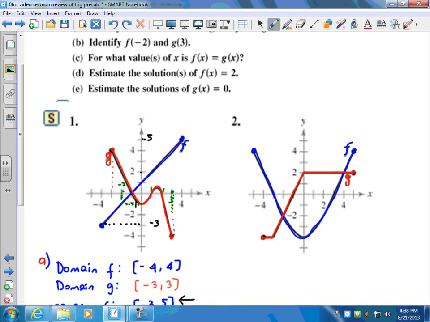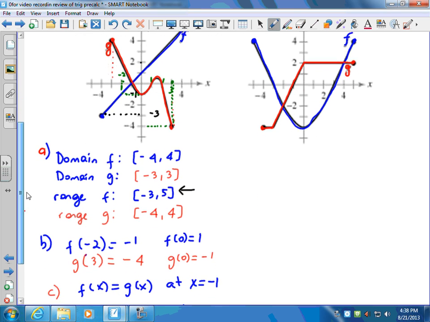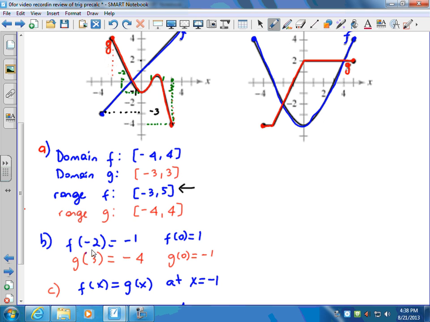And if you follow the lines there, g of 3 will take you all the way down to negative 4. So that is the answer for that one. G of 3 is negative 4.